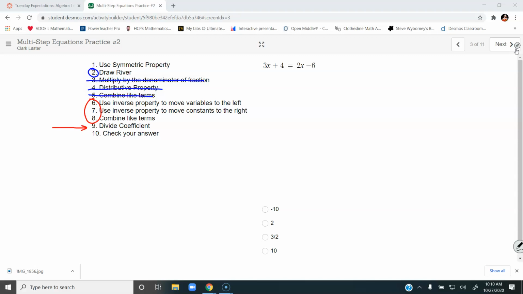Okay? So that's all I'm going to do. So I'm going to put a river here, and then I'm going to do 6, 7, 8. So I'm going to subtract by 2x, and subtract by 4. This goes away, that goes away. This is going to be x equals negative 10. Well, that x is already a single x, so I don't even need to divide by the coefficient, but I do need to check my answer.